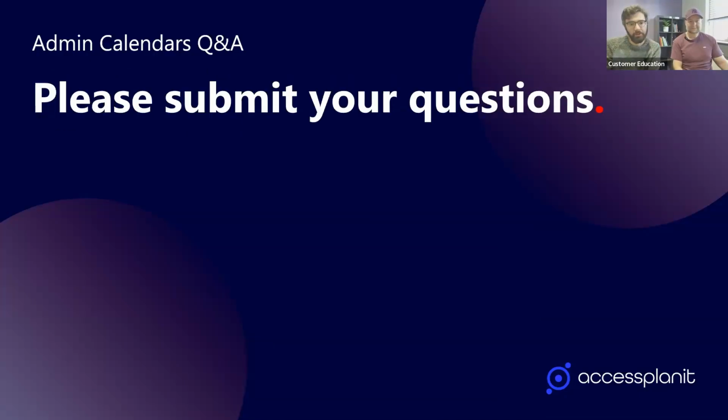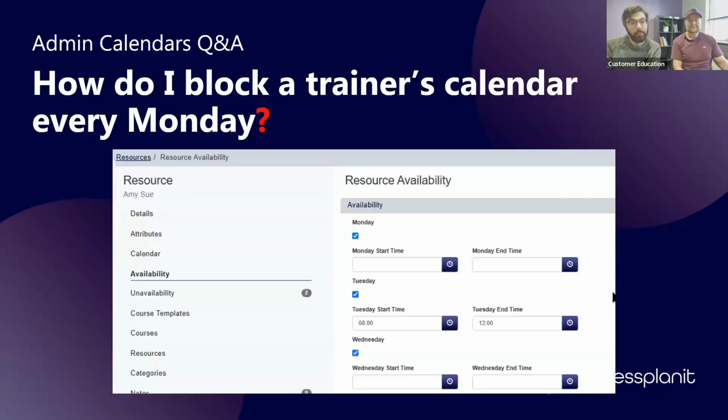So we're going to move on to the resource calendar now. We've been looking at the course calendar. So how do I block a trainer's calendar, for instance, every Monday? To do this, when you're editing your resource, you can go to the availability tab on the left there. By default, nothing will be set up in here, which means the trainer is always available.